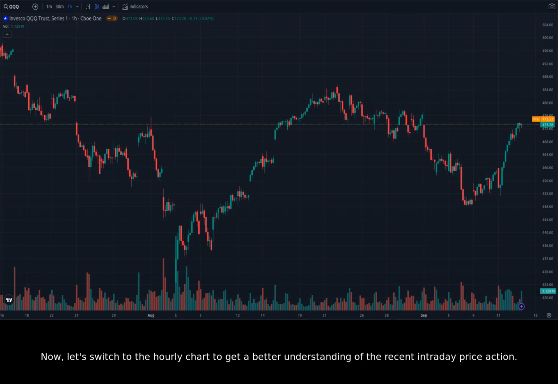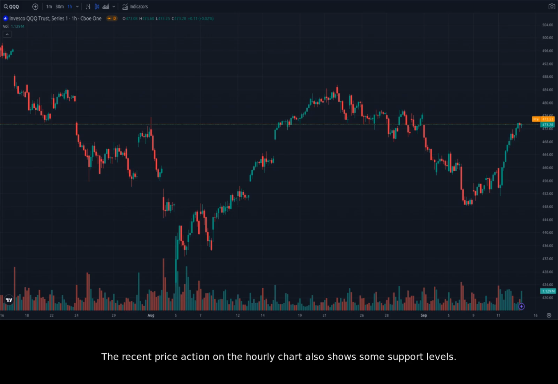Now, let's switch to the hourly chart to get a better understanding of the recent intraday price action. Looking at the last week of trading on the hourly chart, we can see that QQQ has been consolidating. This consolidation pattern suggests that buyers and sellers are battling for control. The ETF has been trading within a narrow range between 465 and 475. This range could indicate that QQQ is taking a breather before making a move in either direction.